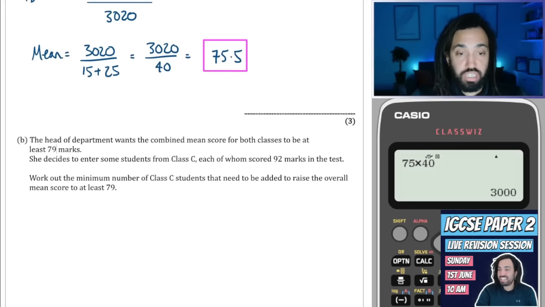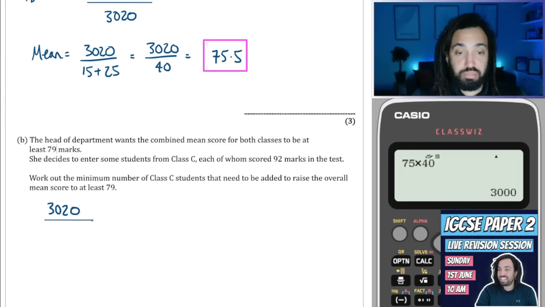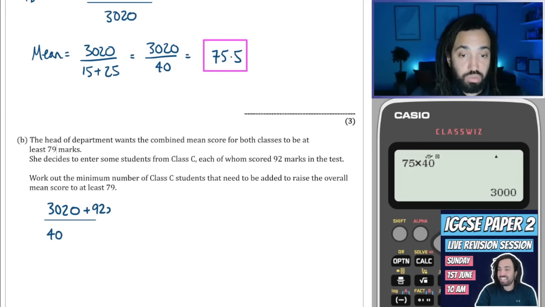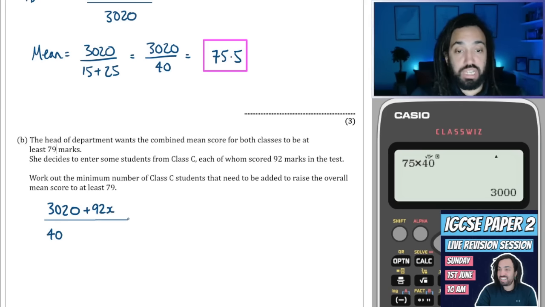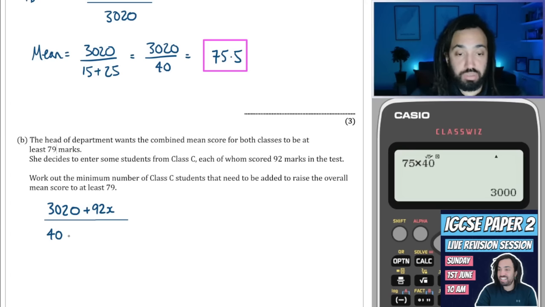So we did the total that all of Class A and B scored, and then we divided that by the total of all the people. Now, we're going to up the amount of marks scored by adding a number of students, let's call it X, and each of them will contribute 92 marks. So we're going to add on 92 multiplied by the number of students we're adding, and then when we divide to work out the mean, we're going to have to divide by the new students added on as well. And we want this to be at least 79.